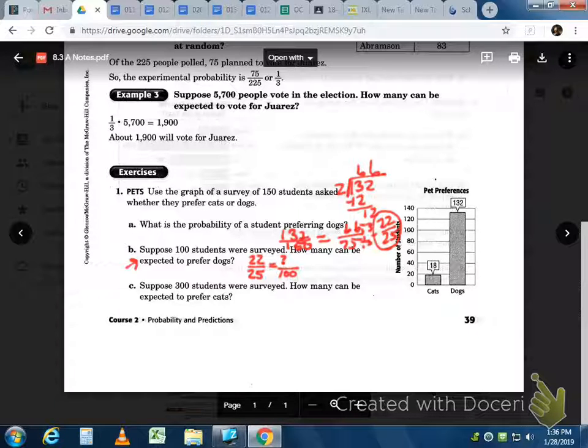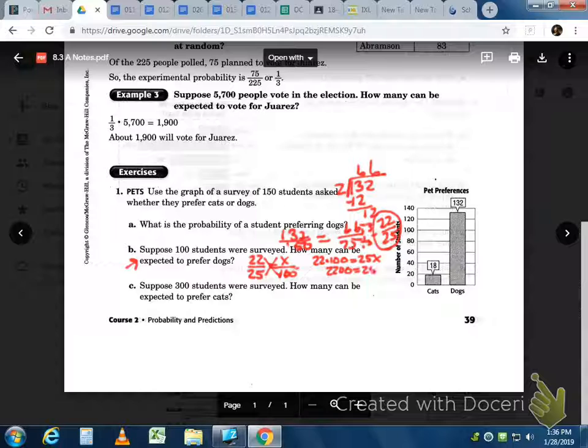What should I put up there where the question mark is? An X. Let's make the question mark an X. And Dylan, how do you solve that? You have to cross multiply. So 22 times 100 is 2200, and 25x. So 2200 equals 25x.